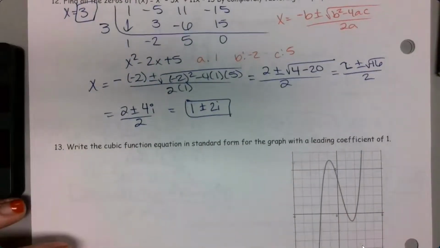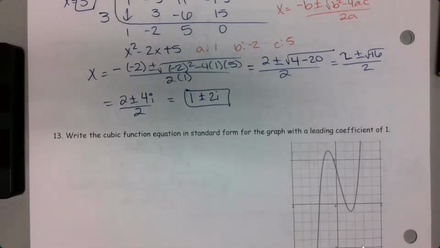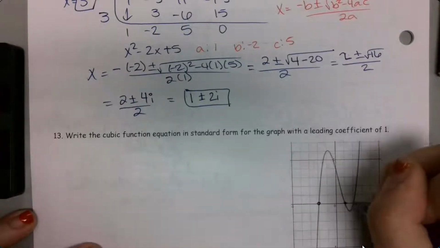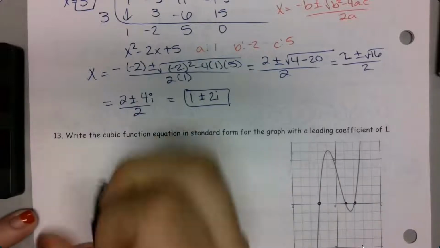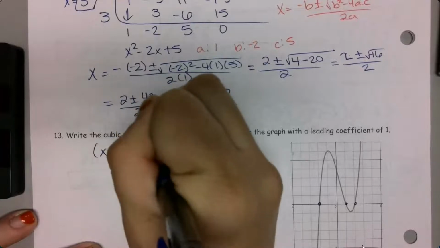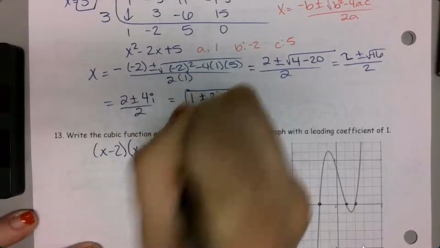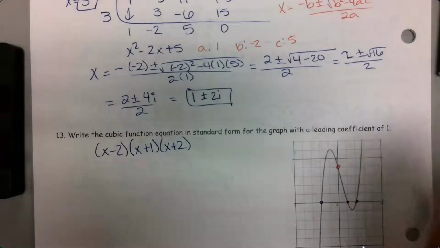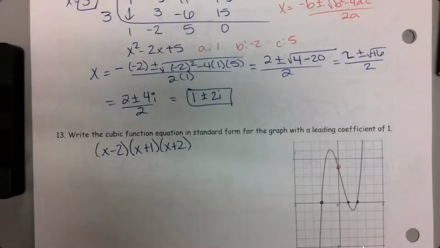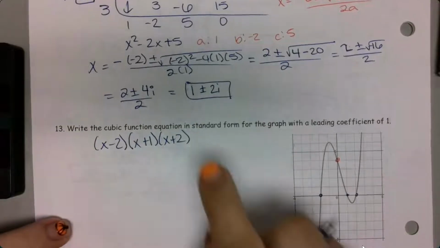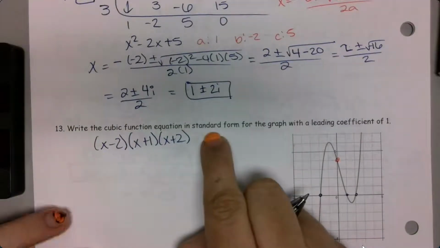Number 13 wants me to write the cubic function equation in standard form for the graph with a coefficient of 1. So I want to find all of my zeros. This is going to be x minus 2 times x plus 1 times x plus 2. And then I also want to find my y value, and this is going to help me. Nope, it's not necessary because it tells me it has a leading coefficient of 1. So standard form means I just multiply these out.